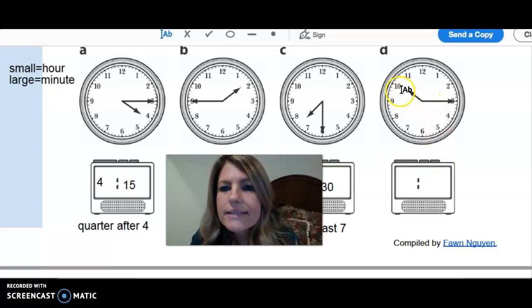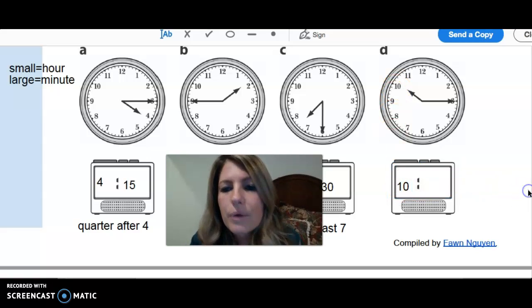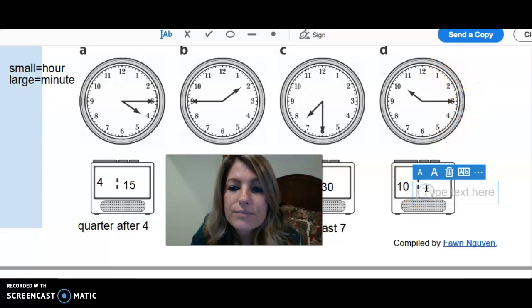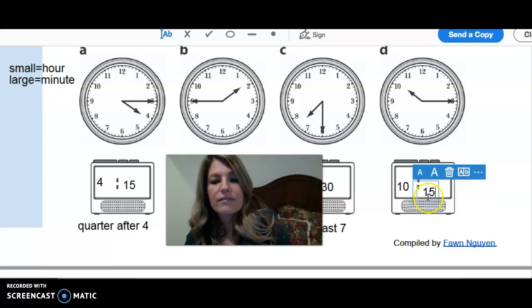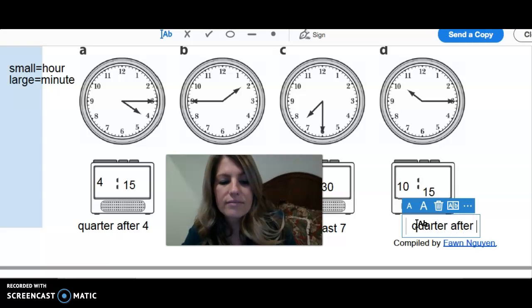Our last clock, the hour hand, is pointing very closely to the 10. So the hour is 10. What's the minutes going to be? Well, remember the long minute hand counts by 5s. So let's start with 1. 5, 10, 15. So the last clock is 10:15, or we could say that it's a quarter after 10.